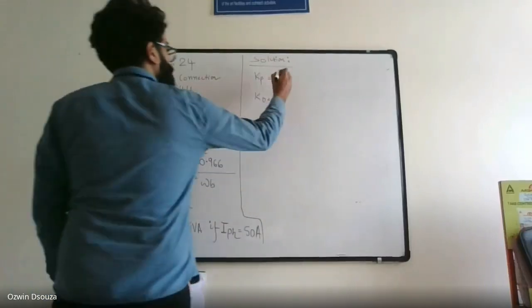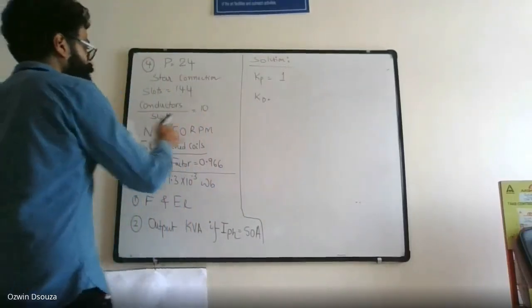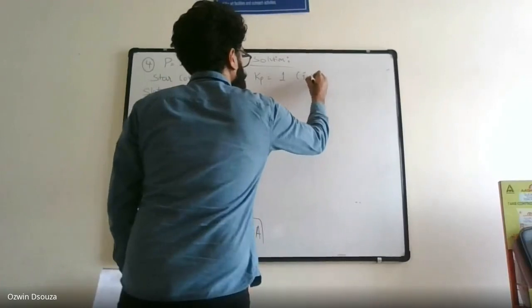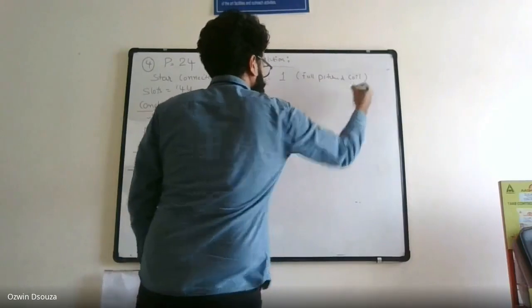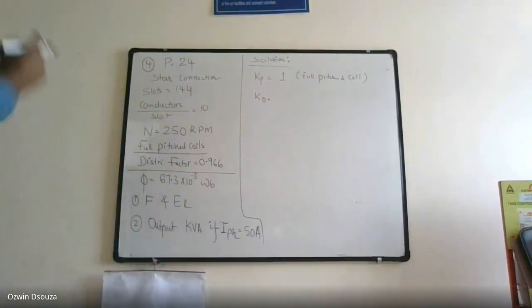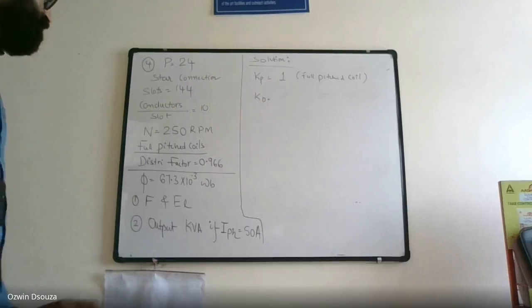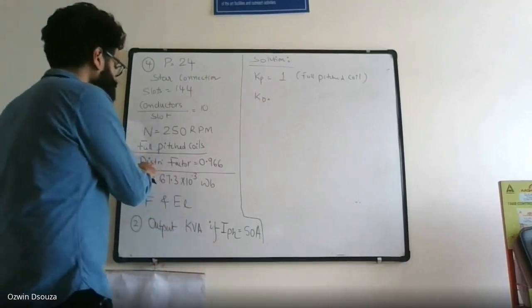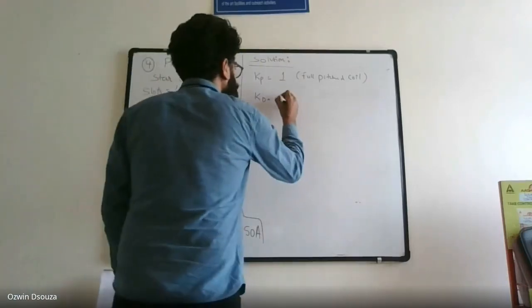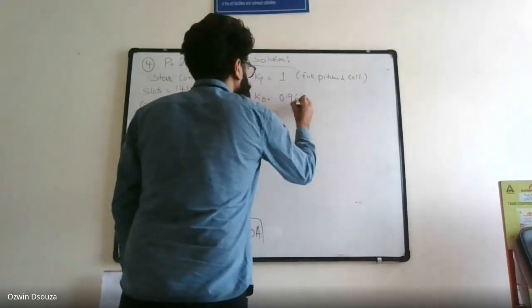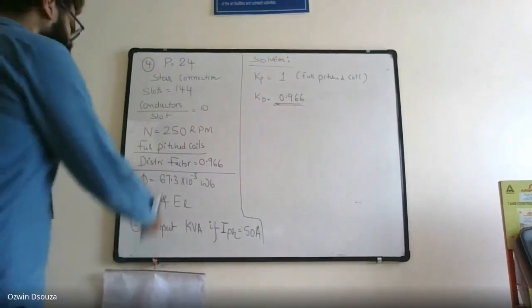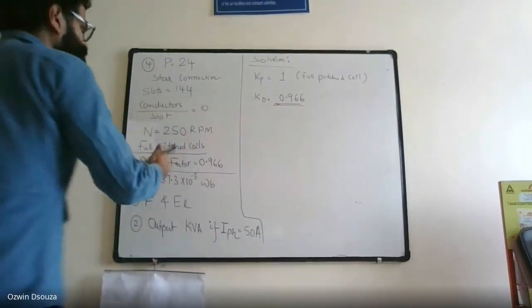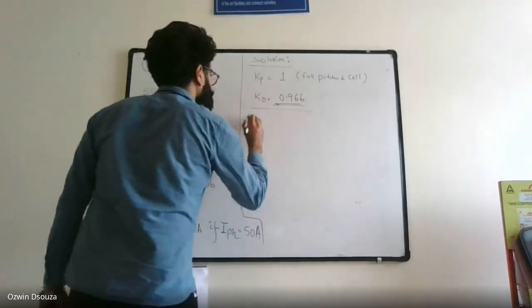1. Okay, so kp is 1 because full pitched coil. You don't have to determine. And what about kd? Do we have to find out? No, because direct data is given. Distribution factor is 0.966, so you can directly write the kd value. And that's all.